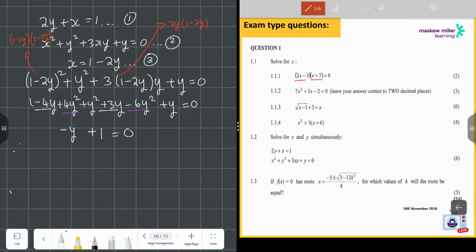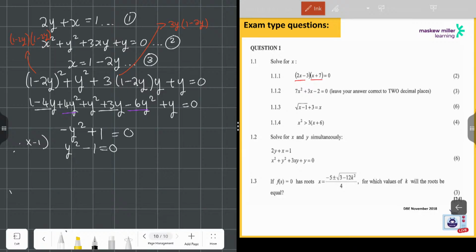So I have negative y squared plus 1. Do I want a negative y squared? No, I don't. I want it positive. What will I do? I will show my examiner that I'm multiplying by negative 1. So negative 1 times negative y squared just becomes y squared. Negative 1 times 1 just becomes minus 1, is equal to 0.